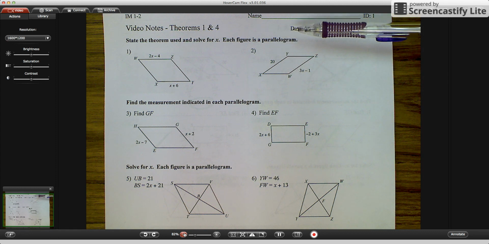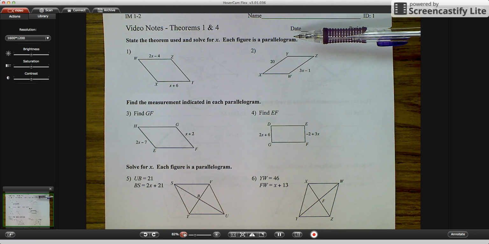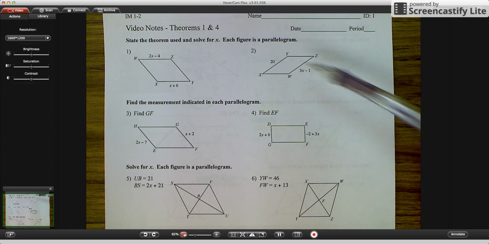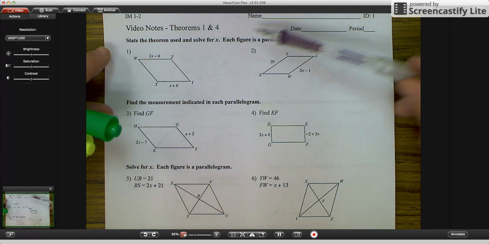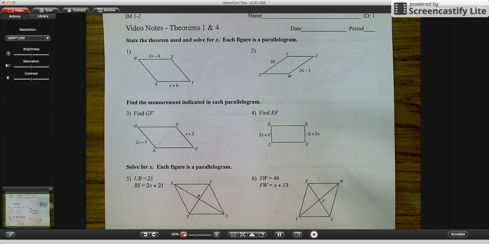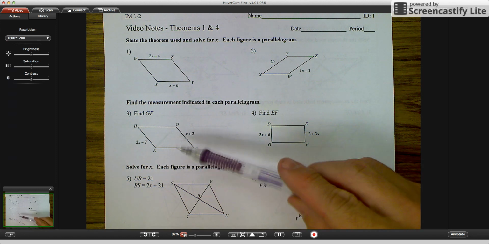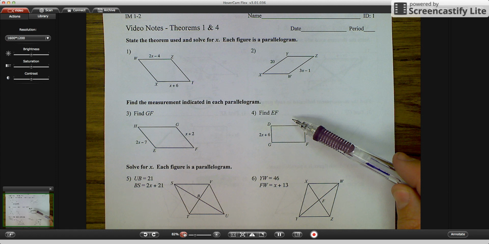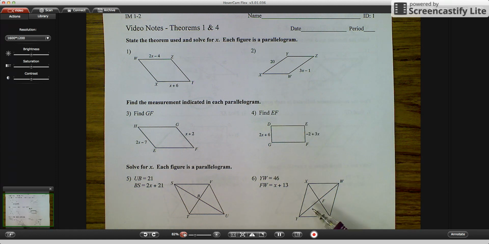Questions 1 and 2, they want you to state the theorem. So as you're doing this, write which theorem you're using, either 1 or 4, depending on if you're dealing with a side or a diagonal. Then solve for x. Number 3 and 4, it asks you to find a side. 5 and 6 asks you to deal with diagonals.